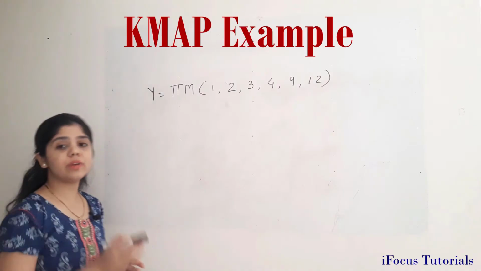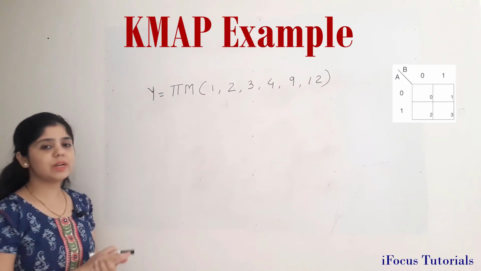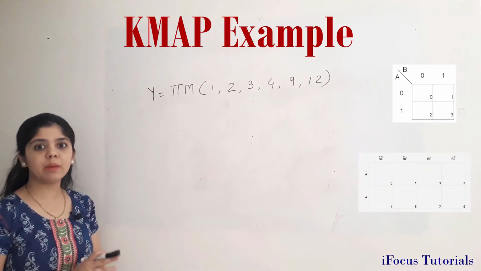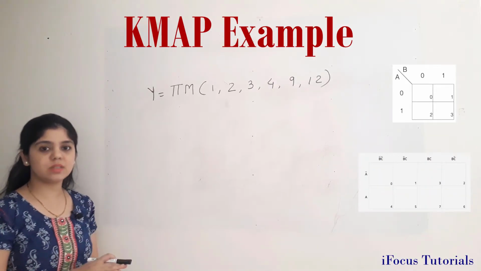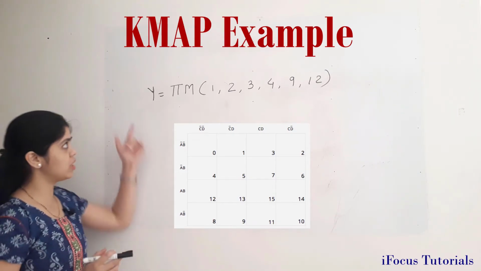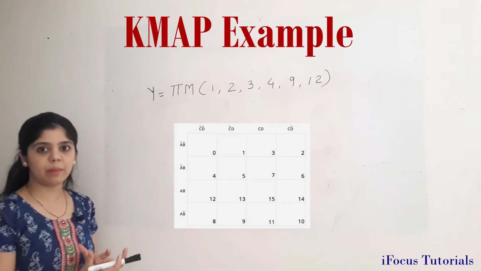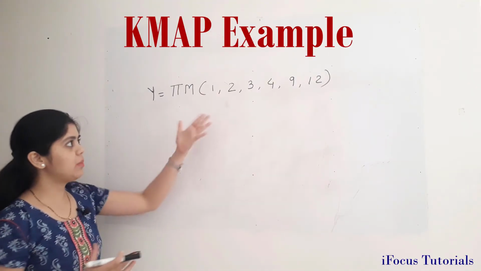Now this 12 is not present in a 2 variable KMAP, also not present in a 3 variable KMAP, but this 12 is present in a 4 variable KMAP. So what we have to do? We have to represent these box numbers as a 4 variable KMAP. So I will draw a 4 variable KMAP here.